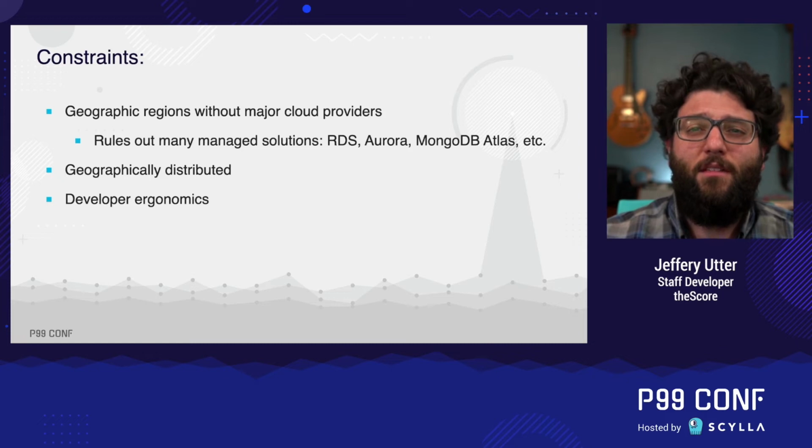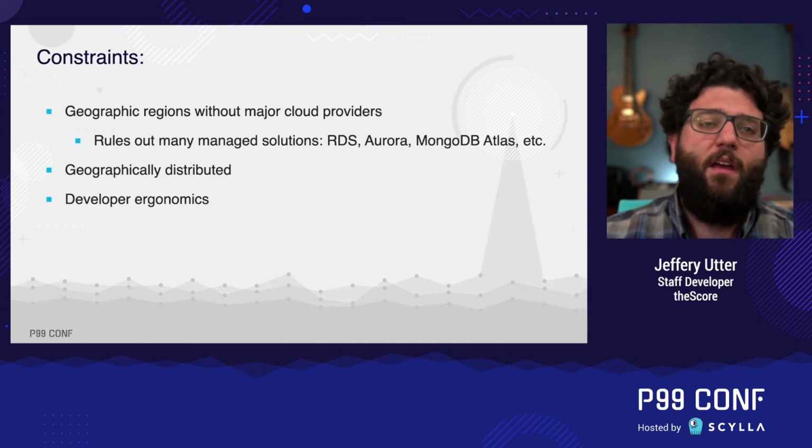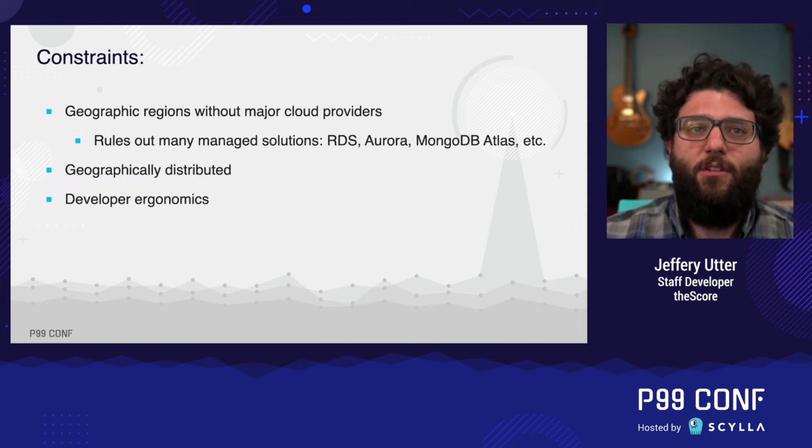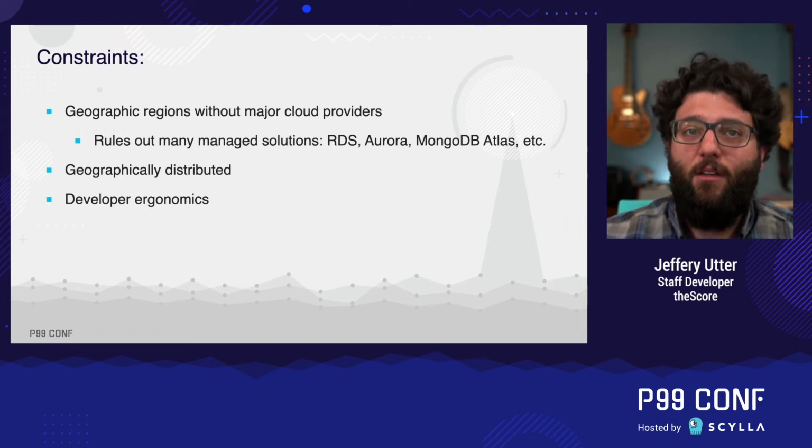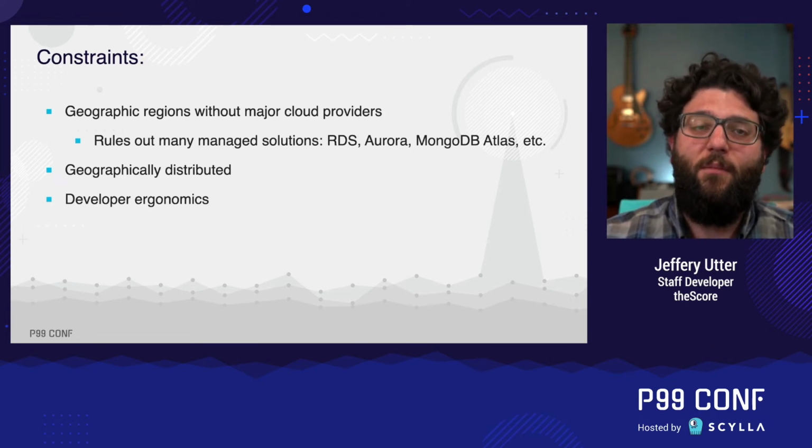Now, our constraints is maybe where it gets more interesting. Being that we deal with sports betting, every jurisdiction that allows sports betting has their own regulations, and as such, some of them have data locality requirements where certain data can't leave, for example, the state. So we have to operate data centers in those states in order for us to operate. We can't just toss everything in US East 1 and call it good.